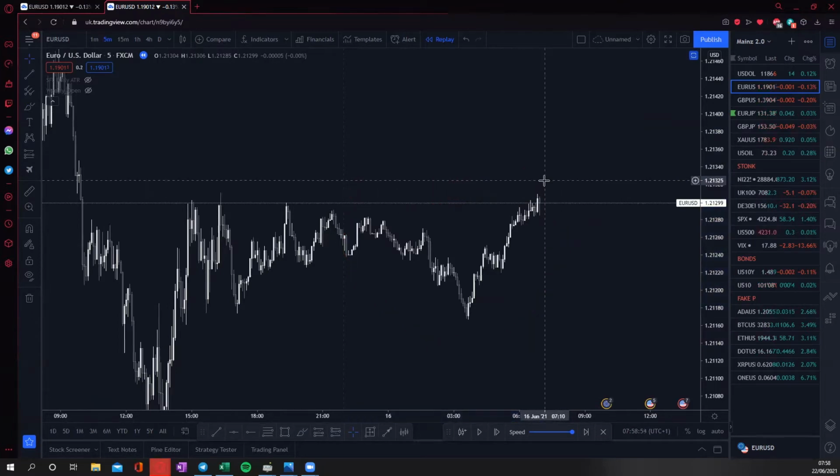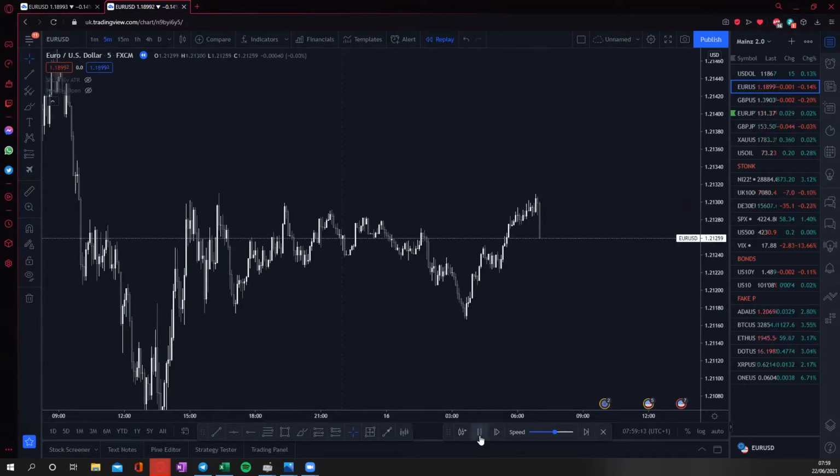So let's have a look at what actually happened. I paused price action just at the end of the Asian session, and the end of the Asian session coincided with these highs there. So straight away, that's a very good area of interest for me where I'll be looking to take short positions. So if I just play price action a bit slower, you'll be able to see.